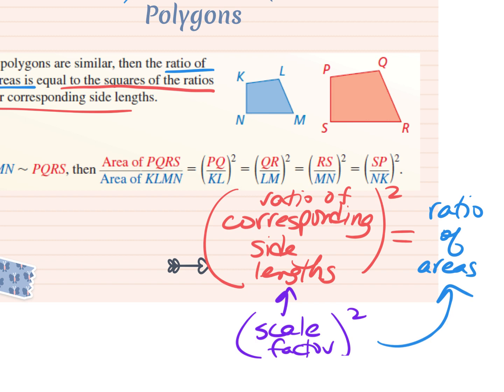So let's try an example of it. They're showing you here, it doesn't matter which corresponding side lengths you choose, they all should be the same. And then once you find that ratio, you have to square it. And we're going to use this to find a missing area. And that's what we're going to do in the next example.